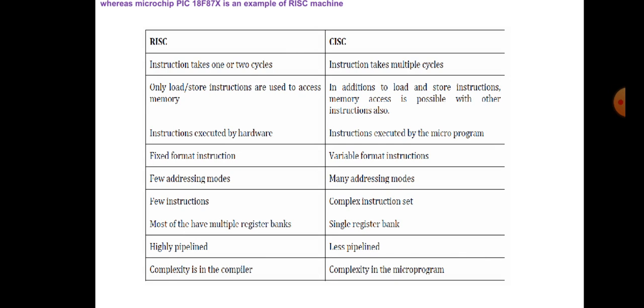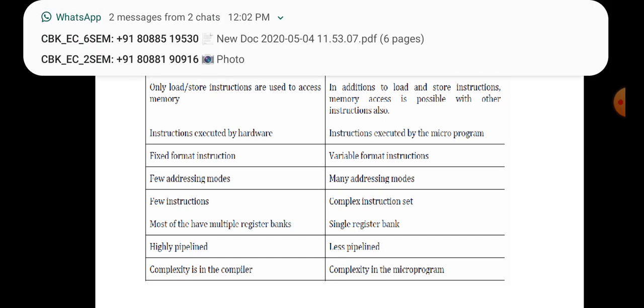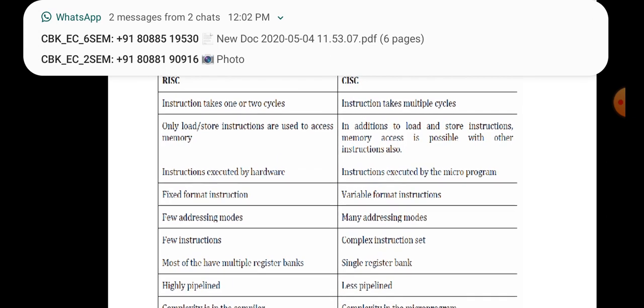But in case of your CISC, instructions take multiple cycles. It is not fixed. That depends upon the type of your data. Either the instruction may be executed in a single machine cycle, or it may take 2 machine cycles, or it may require more than 2 machine cycles. So it is not fixed, it is not constant. Some of the instructions may require more than 2 machine cycles, but in case of RISC, most of the instructions are executed in a single machine cycle, or some may be executed in 2 machine cycles.